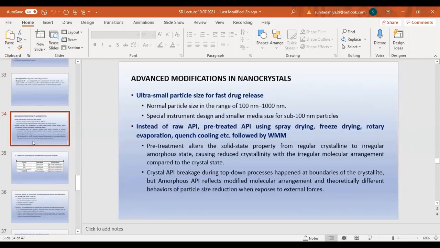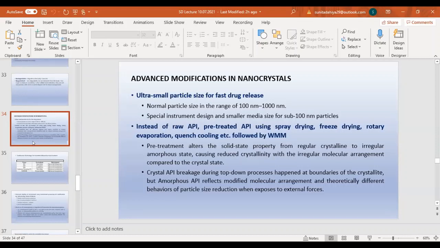Now, coming to the advanced modifications in nanocrystals, right? Till now we were talking about enhancing the solubility. Here we are not talking about drugs which have a small solubility problem and that can be modified using simple approaches, solid dispersions or complexation, or conventional approaches like spray drying or production of amorphous particles. We are talking about drugs which have very low solubility. In that case, the bioavailability is very limited, right? So for that, it is a proven approach.